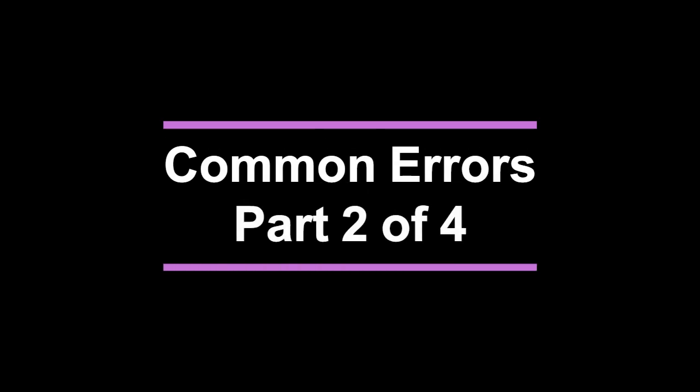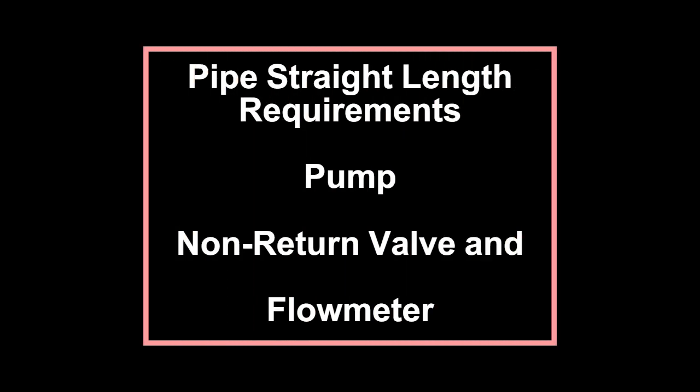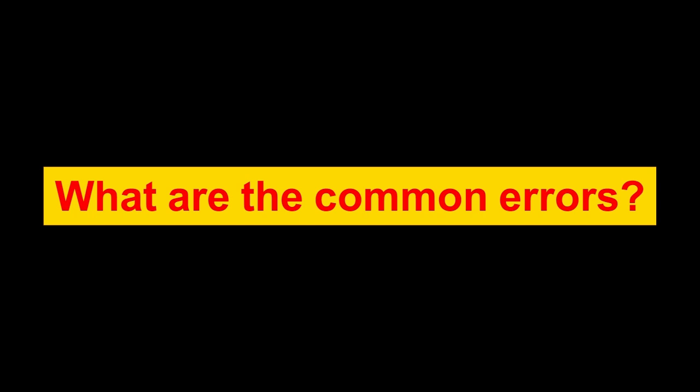In this part 2 session, we will touch on the common errors on the pipe straight length requirements for equipment such as pump, non-return valve and flow meter. What are the common errors normally seen in these installations? 1. Pump suction straight length.